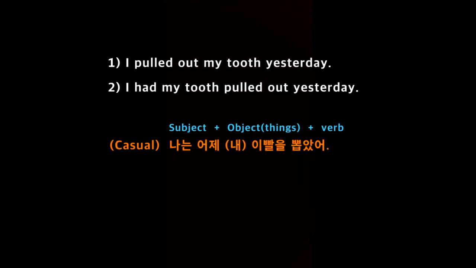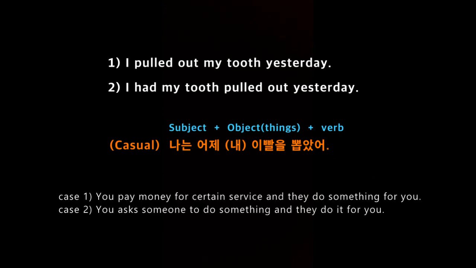At this point, we become curious to know how this one Korean sentence can convey the meaning of the second English sentence. Usually, when you're in one of the following cases and there's no reason to clarify the doer of the action, we can deliver the meaning of this kind of English sentence by saying Korean sentences in this structure. But the object has to be a thing in this case.